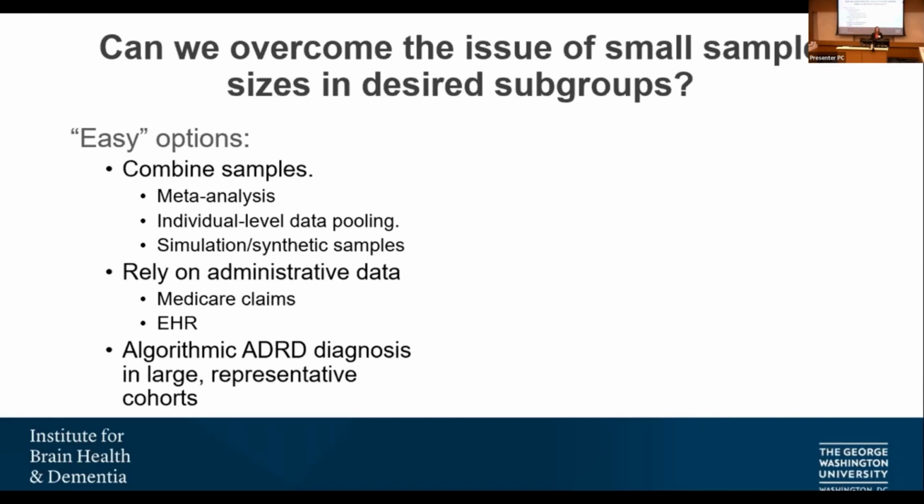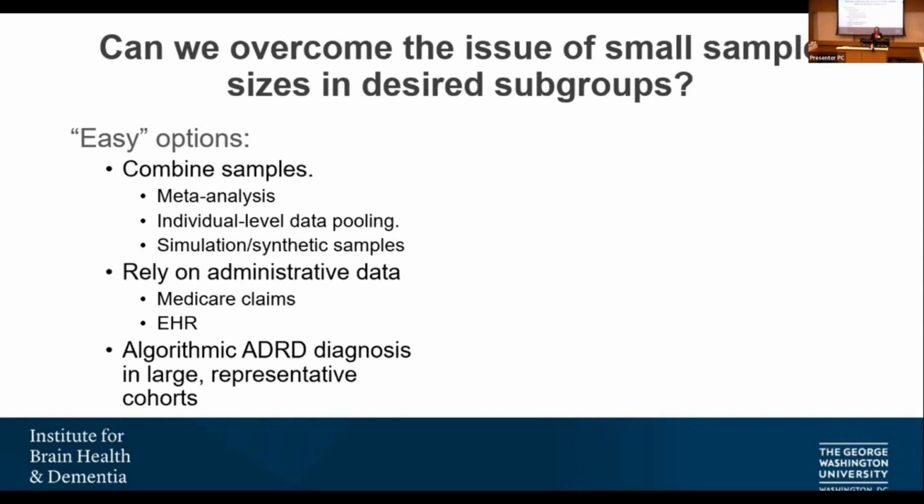There are a couple of, quote unquote, easy options, things that are feasible within an NIH budget. And I'm going to limit this to secondary data analysis today because there's lots of options if you're doing primary, but today I'm going to talk about secondary data. And some of these easy options are, one, to combine samples, right? We've got samples from all over the country. Why not stick them all together? You can do that through meta-analysis, individual level data pooling, simulation or synthetic samples. There's lots of options there.